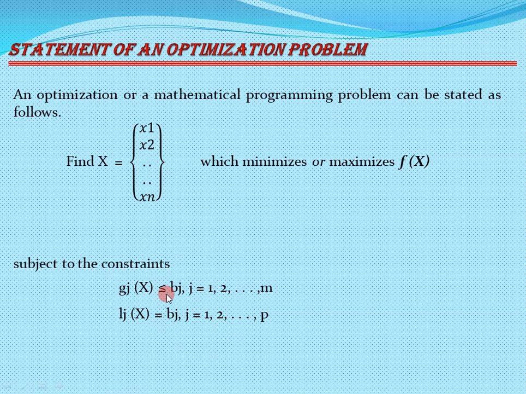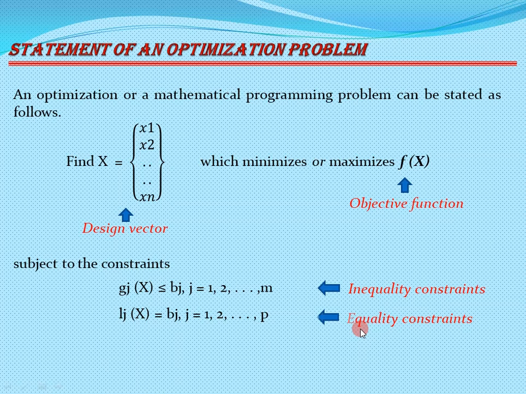Sometimes the constraints may be given as greater than or equal to type. The values of x which we are going to find, from x1 to xn, are called the design vector or decision variables, and the function which we minimize or maximize is called the objective function. When the constraints are given as greater than or equal to or less than or equal to, they are called inequality constraints. And when the constraints are given as equality type, they are called equality constraints.